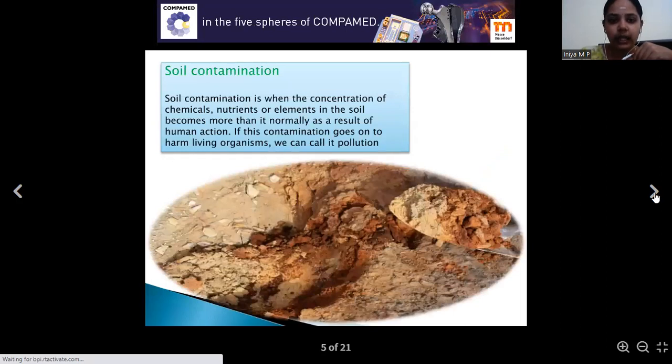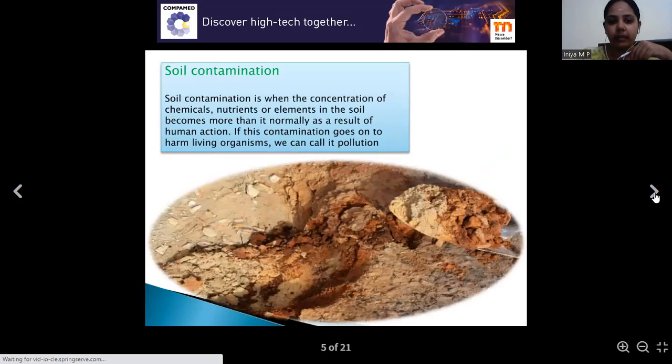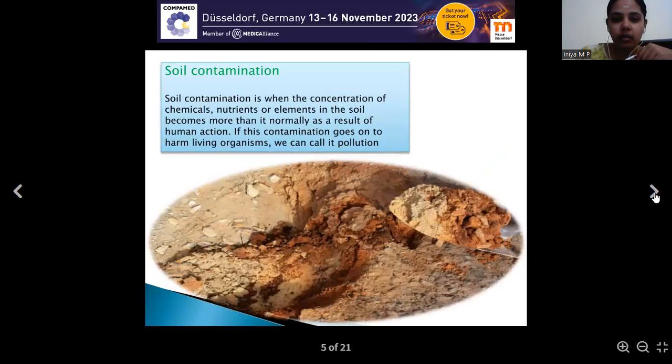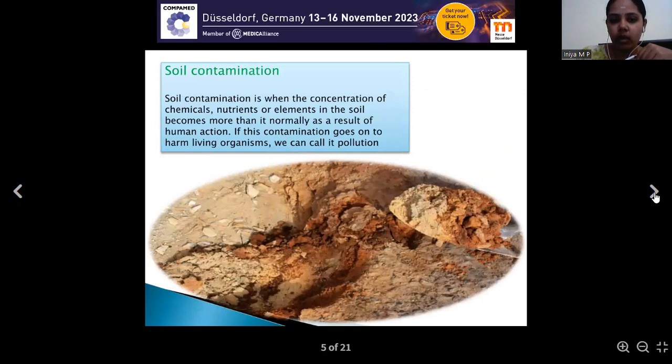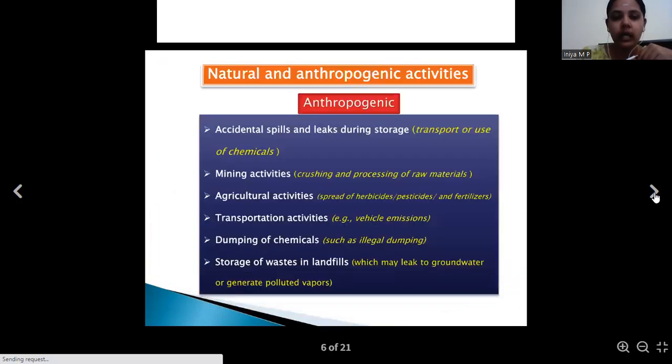And then soil contamination. Soil contamination is when the concentration of chemicals, nutrients, or elements in the soil becomes more than normal as a result of human action. If this contamination goes on to harm living organisms, we can call it pollution. And this is known as soil contamination. The word contamination is nothing but the pollutant that is caused to the soil by natural and anthropogenic activities.